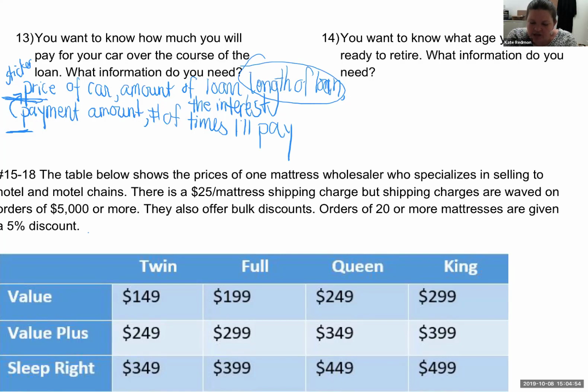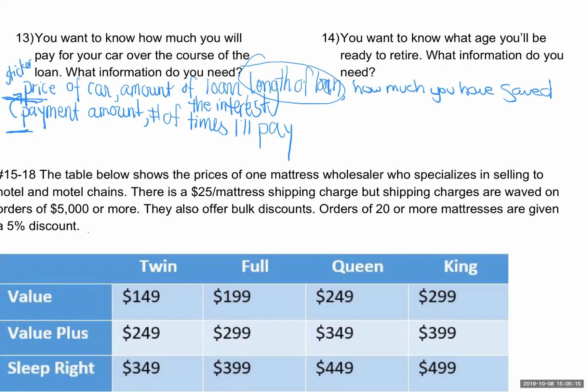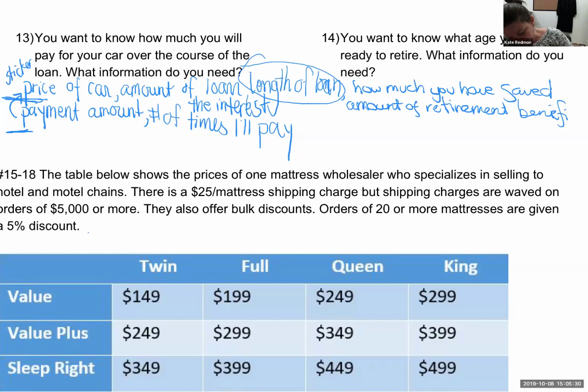You want to know what age you'll be ready to retire. Y'all, I'm already thinking about retirement, apparently. What information do you need? How much you have saved. Let's say you get benefits when you retire. So any benefits? Okay, so amount of retirement benefits. Social Security or retirement from your company or whatever, or your 401k if you have one. If you have a retirement savings. Okay, cool. What else do we need to know in order to know what age you'll be ready to retire?